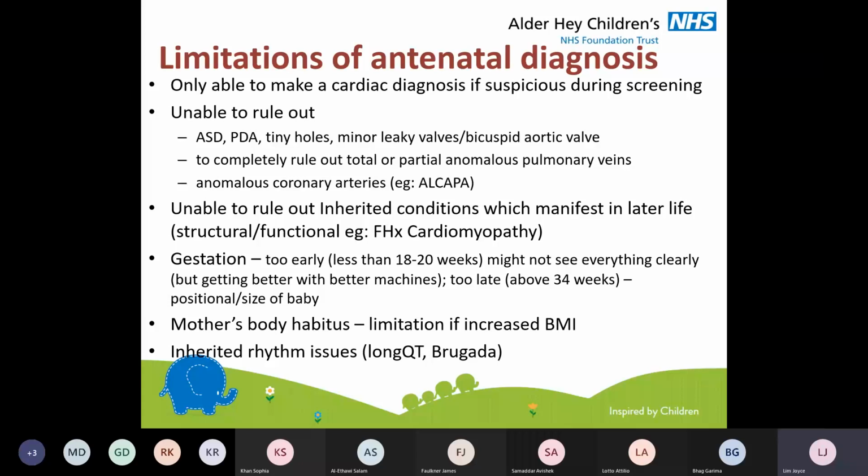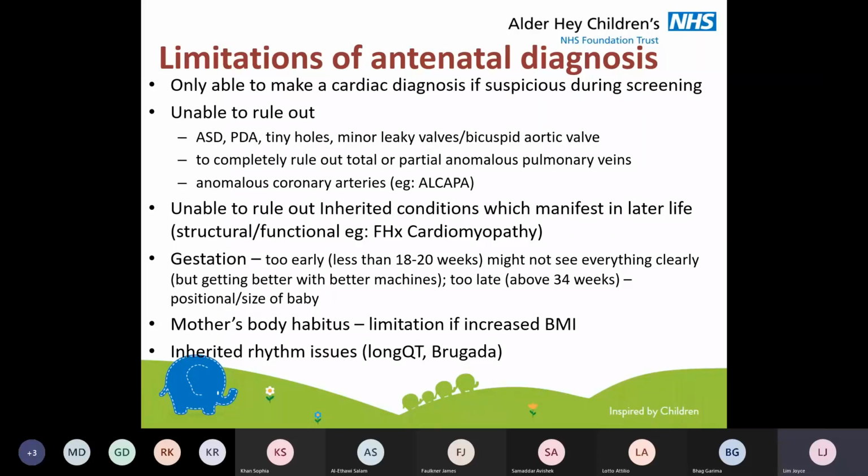But if you have unbalanced ventricles, or associated double outlet right ventricle or possible isomerism, then we will obviously look harder. Not infrequently, or increasingly, we are able to make a diagnosis of possible partial or total anomalous pulmonary veins. If you're interested in future talks, we will talk about how we pick that up antenatally. Obviously, it's impossible to look out for anomalous coronary arteries like ALCAPA in the antenatal period.